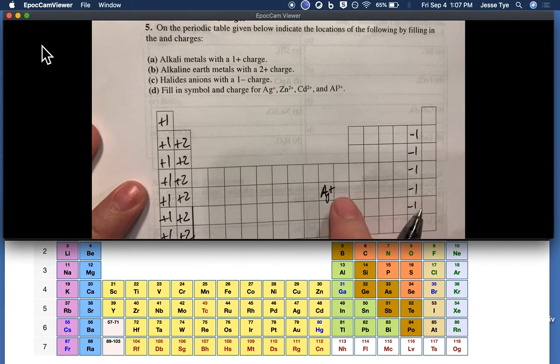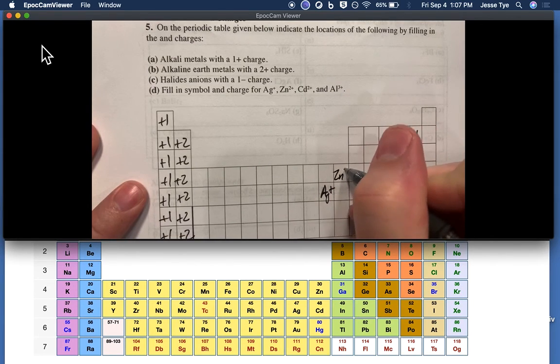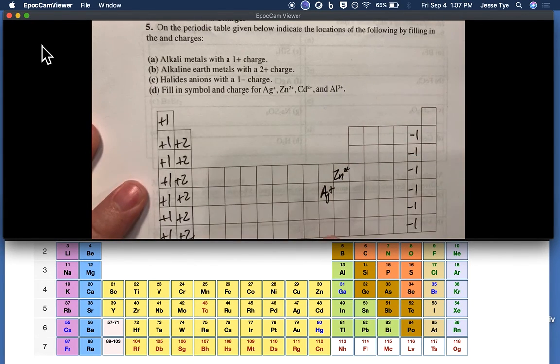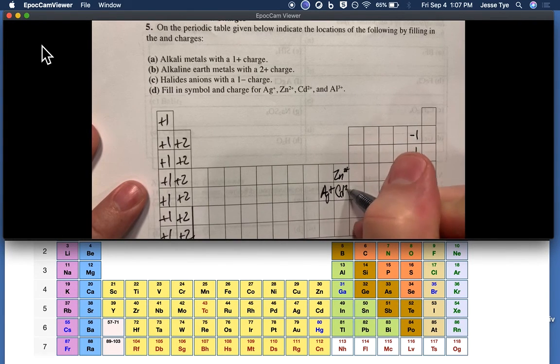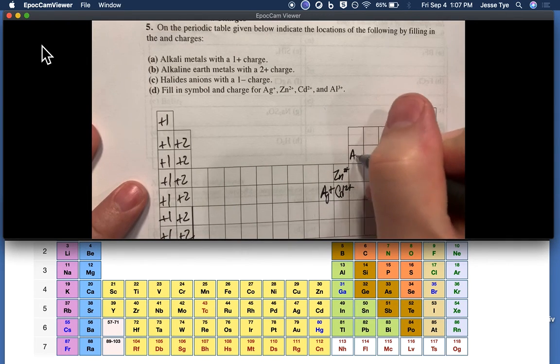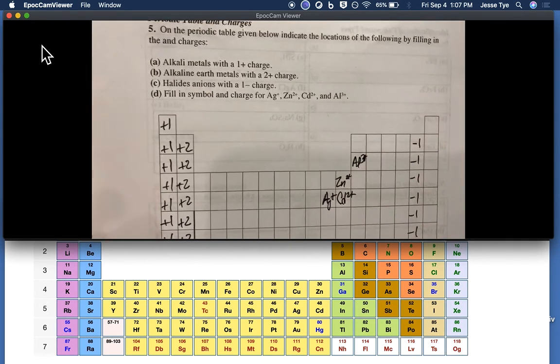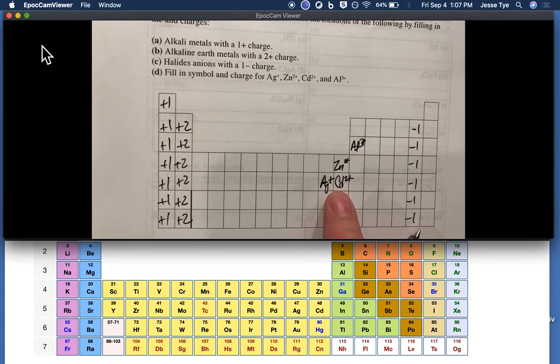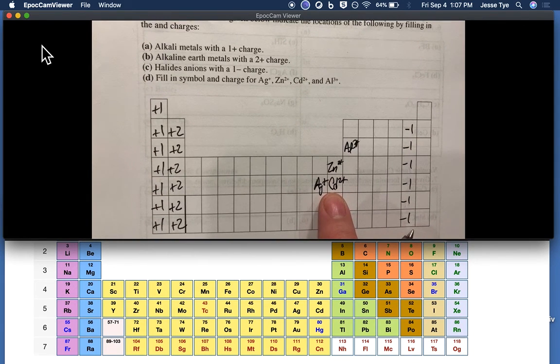The next one is zinc. Zinc 2+. Next one is cadmium. Cadmium's right below zinc. Cadmium 2+. And then aluminum, which is up here. Aluminum 3+. So you either need to know this or have this handy when you're working through the exam.